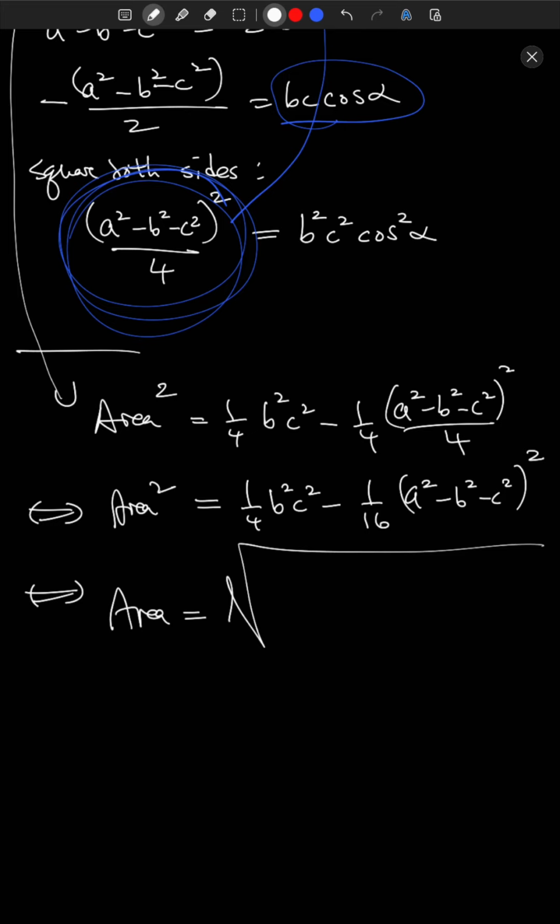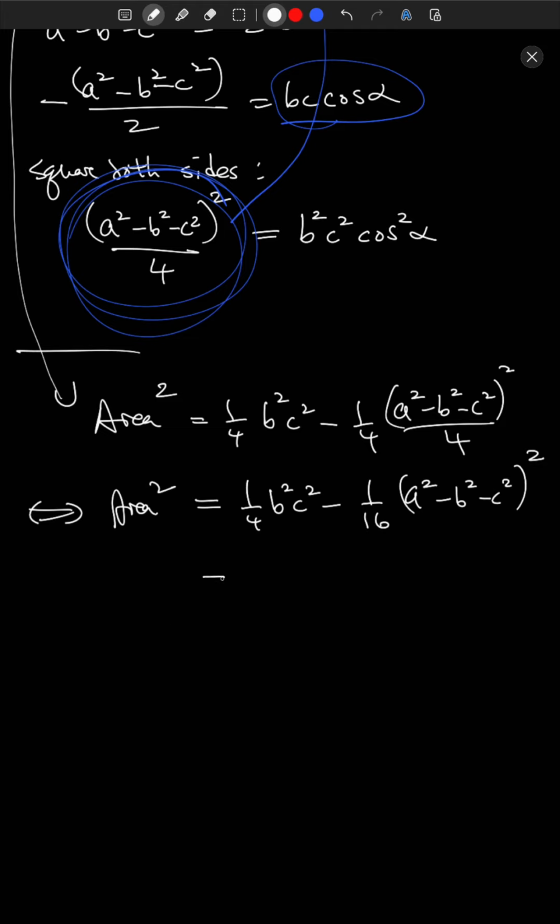Normally when I square root both sides of an equation, I need to include a plus or minus. But we're talking about the physical area of a triangle, which has to be positive. Physical areas have to be positive, so I don't need the negative sign. Actually, I should probably pull out this 1/4. Sorry, let me not skip steps like this.